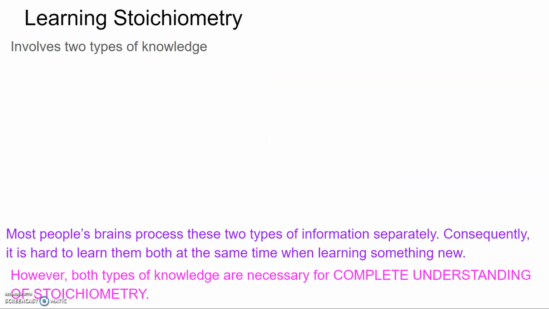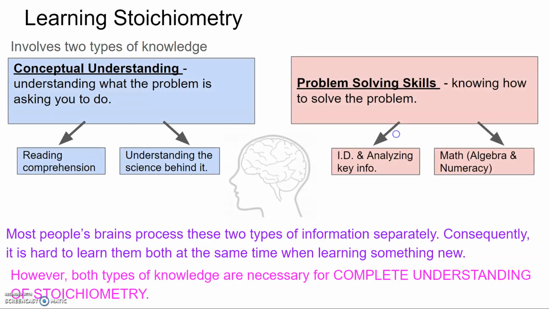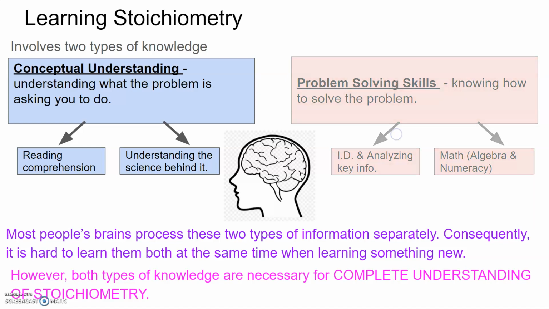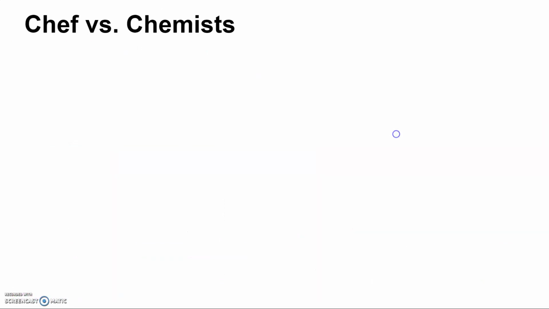Okay, so before we begin, remember stoichiometry involves two types of knowledge, both conceptual and problem solving. We are going to focus on, in this video, the conceptual aspect. Later on, you'll watch videos where you look at example problems and do some practice, and that's where you're really going to tackle the problem solving. But we're focusing more on the conceptual understanding first here.